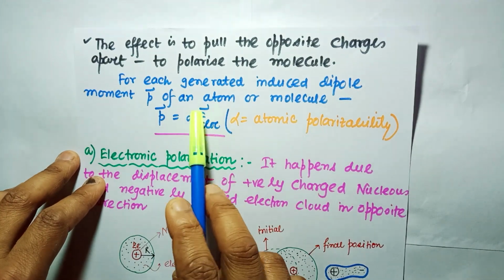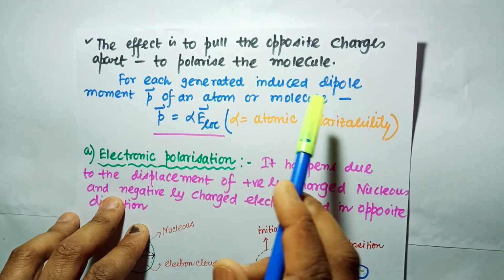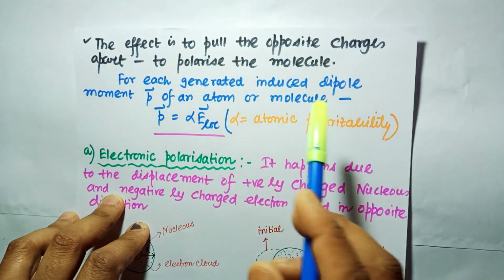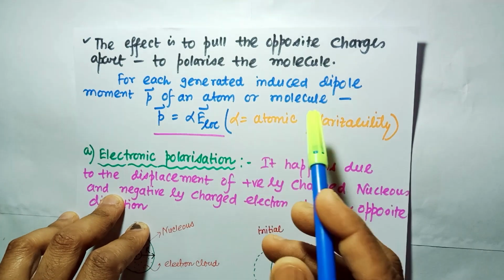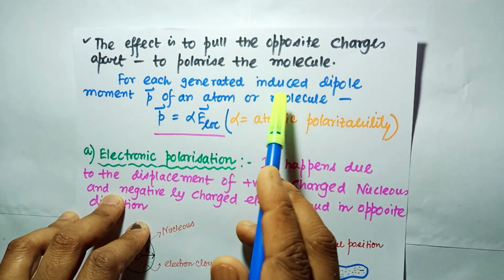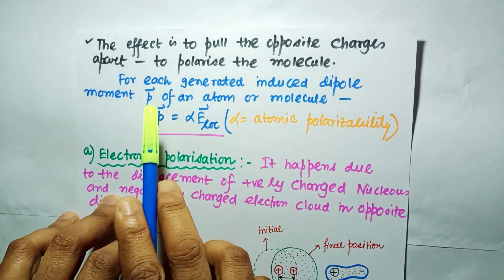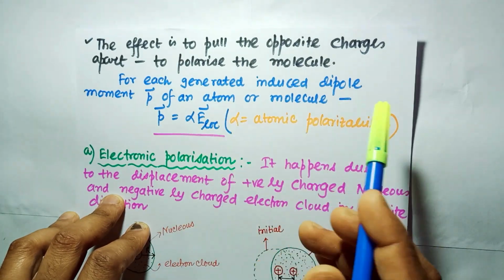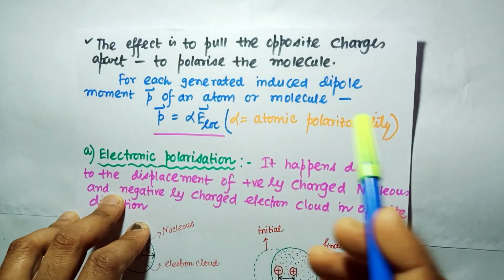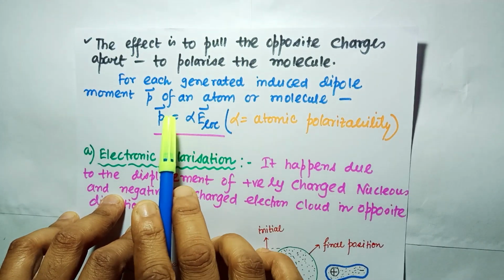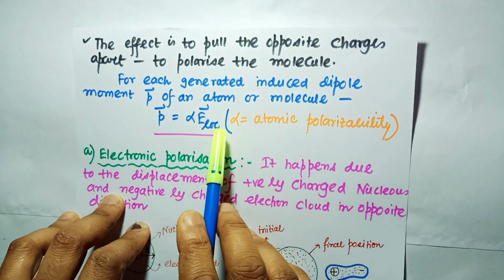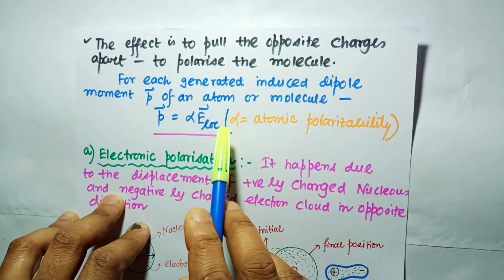Each generated dipole moment is called the induced dipole moment because it gets induced in the presence of the external electric field. For each generated small dipole moment, the induced dipole moment, small p vector of an atom or a molecule, because there is a separation of the positive and negative charges, we can write that the small p vector, the induced dipole moment, is proportional to the localized electric field acting on the atom or the molecule.